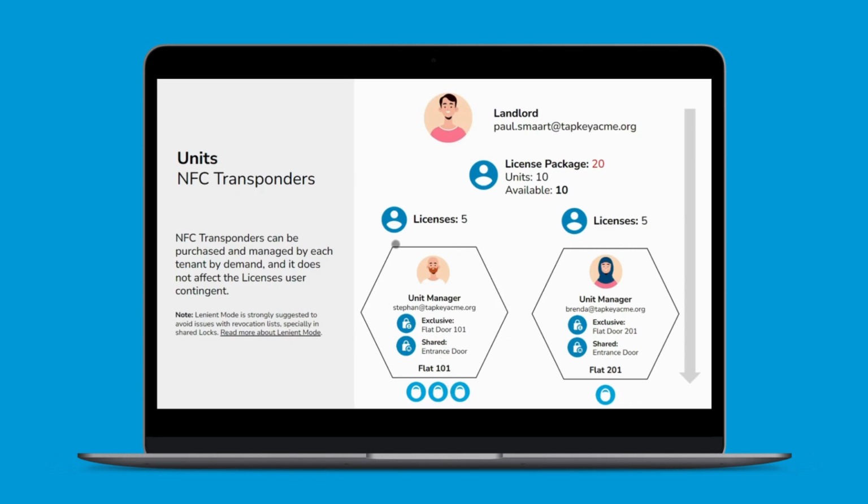Here, it is important to keep in mind that lenient mode is recommended when activating a unit in order to offer more flexibility in the management of the locking system. So please go to our documentation to see more details about it.